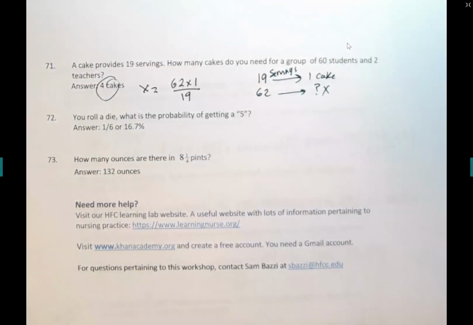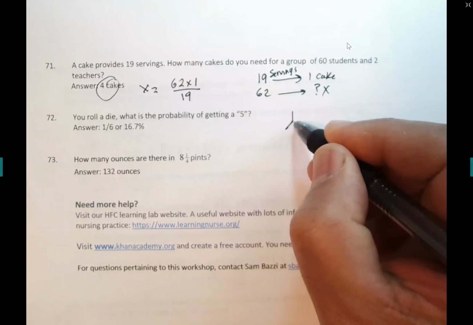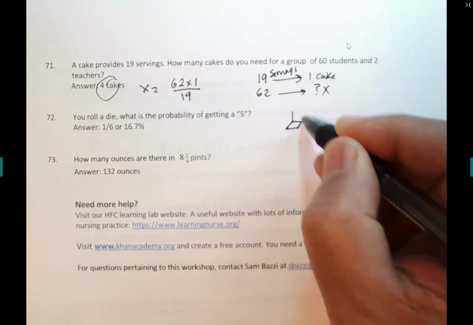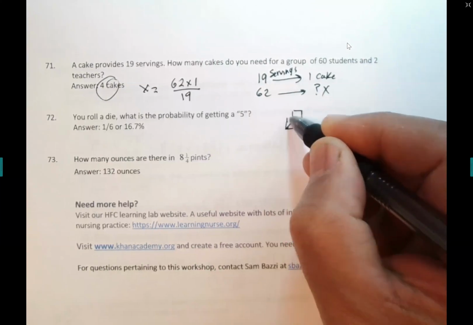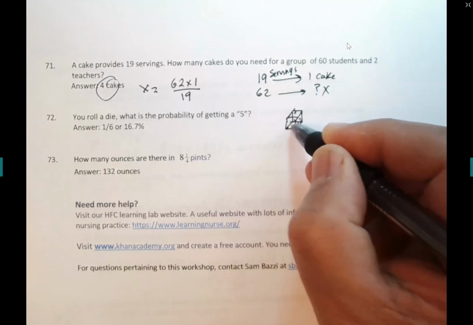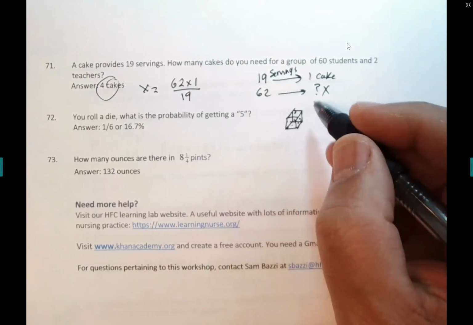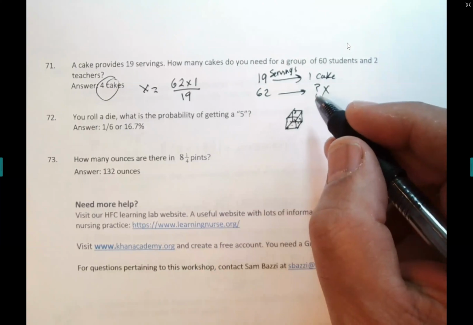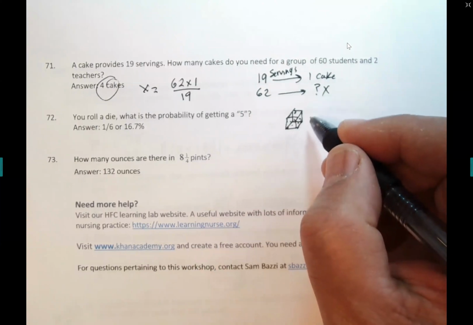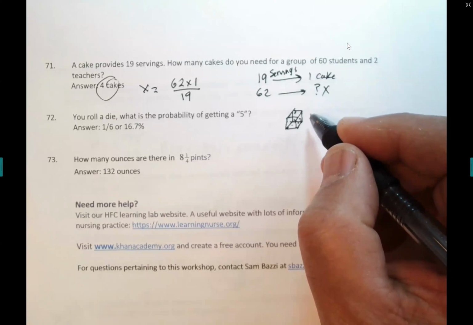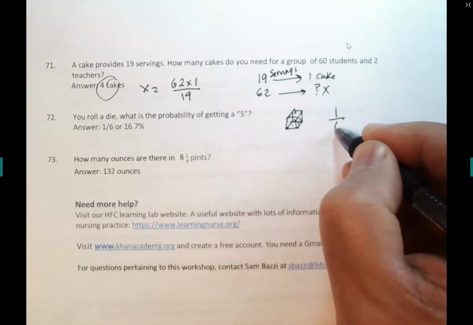72. You roll a die. What's the probability of getting a 5? Well, you know, on a die, there are 6 faces. This is a die. 1, 2, 3, 4, 6 faces. And each of them has an equal chance of happening. So it's 1 out of 6 for each of them. So in order to get a 5, the chance is 1 out of 6.